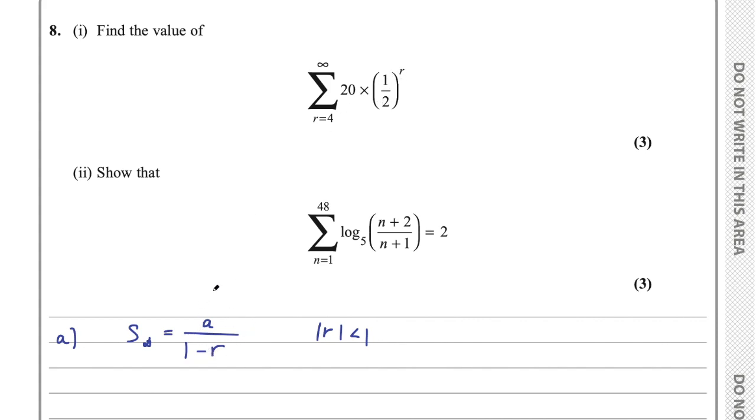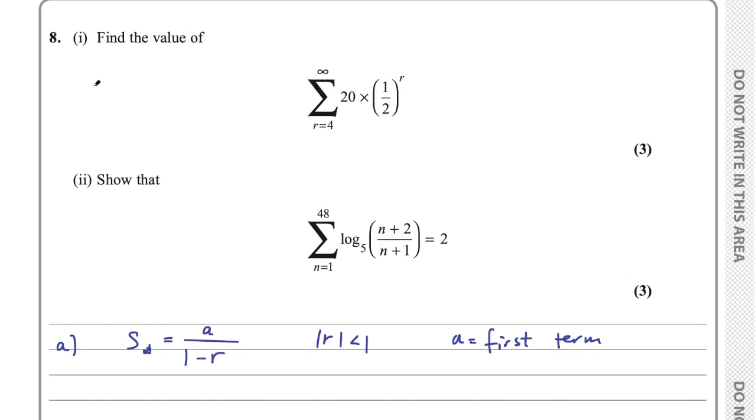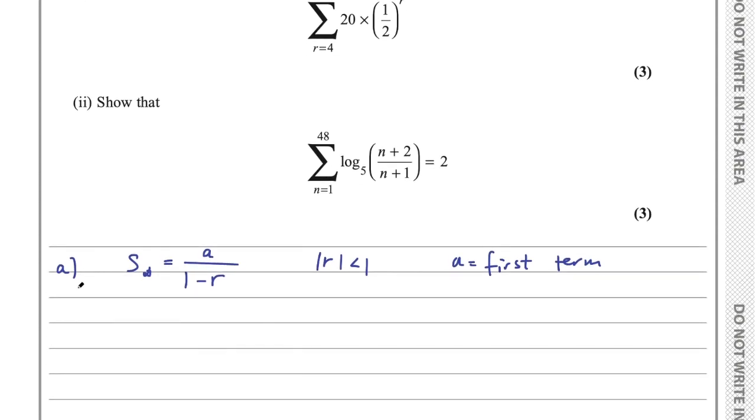Sorry if that's confusing. Now, to use this formula, I want to find a, which is the first term. So I'll just write that down. a is the first term in the sequence. Now, with this sum, we're starting at r equal to 4. So 20 times a half is not going to be my first term. So firstly, I need to do a little bit of work to find a. So a is going to equal 20 times a half to the power of 4, right? We're starting at r equal to 4. So that power there is equal to 4.